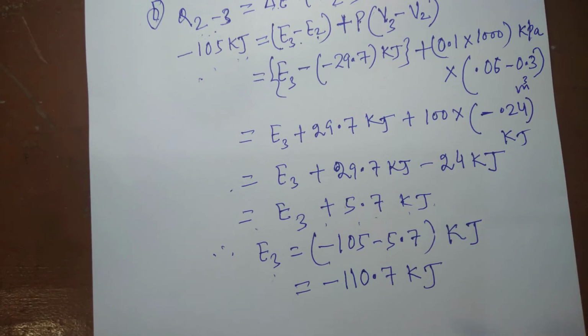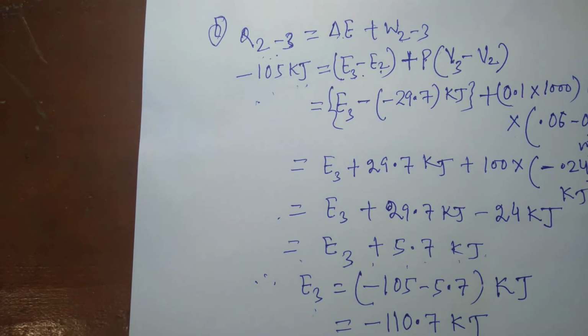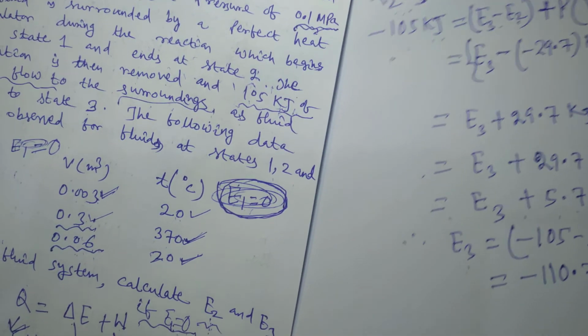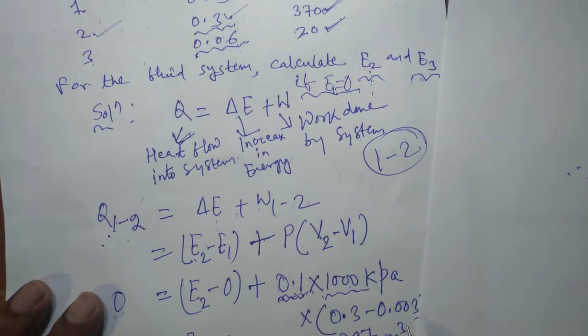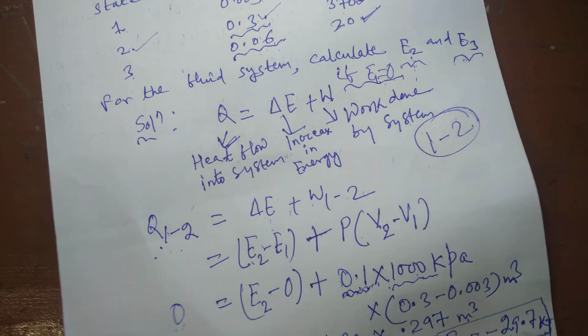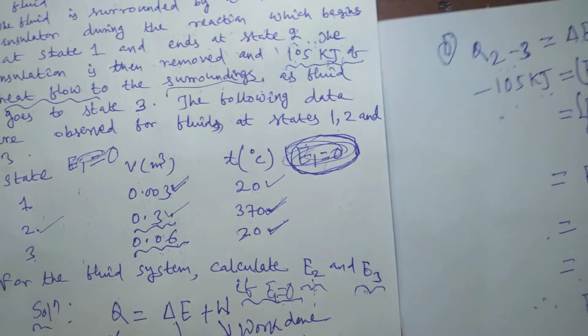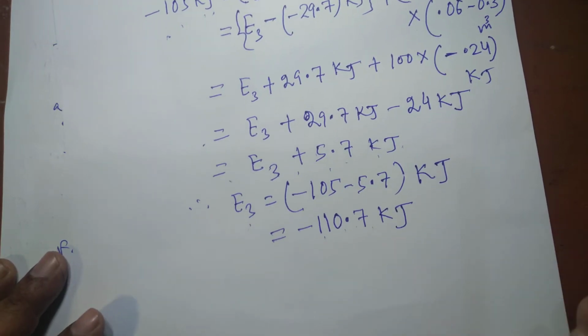The energy of the system decreases. So this is E3, and E2 we just found out. E2 is minus 29.7 kilojoule and E3 is minus 110.7 kilojoule.